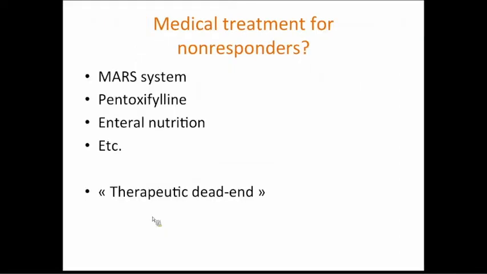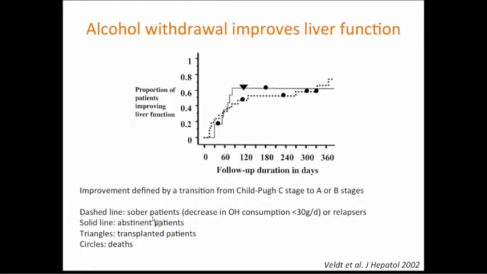So what is the ideal treatment for non-responders? It's very complex because, as you have seen, they are very likely to die. The MARS system doesn't work, pentoxifylline doesn't work, and we think those patients are in a kind of therapeutic dead end. So this, in fact, explains why Philippe proposed to perform the study on liver transplantation in a very selected subgroup of them.